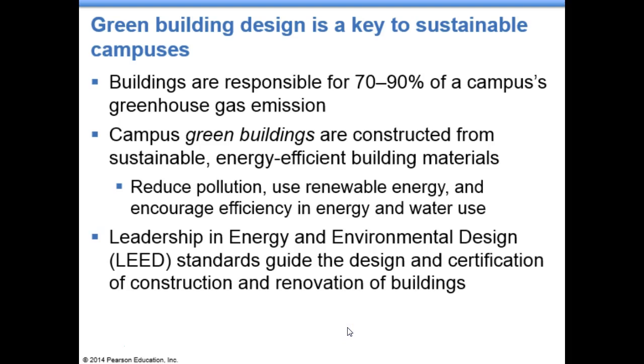Buildings are responsible for 70 to 90% of campus's greenhouse gas emissions. So when we build, and I don't know that we're building anytime soon, but we want to encourage green buildings, and these are constructed from sustainable, energy efficient building materials. And they reduce pollution, they use renewable energy, and they encourage efficiency in water use. This is happening within our new chemistry lab that we had last year, and the lights will actually go off if there's no activity in the room to conserve energy in case the teacher forgets to turn them off.